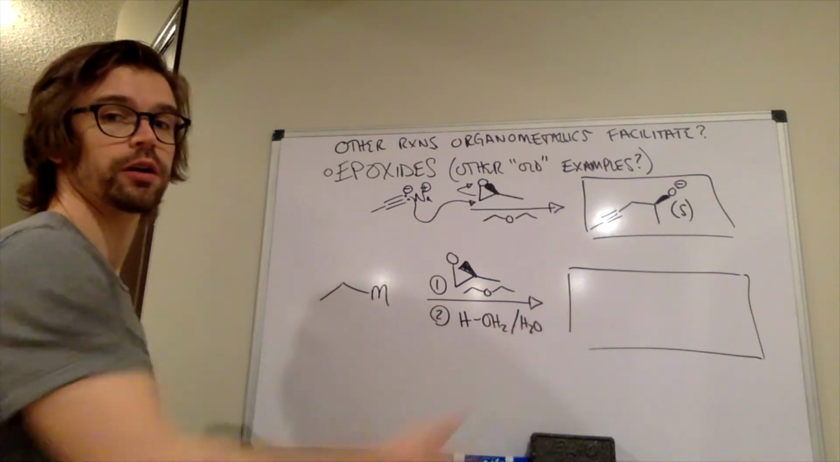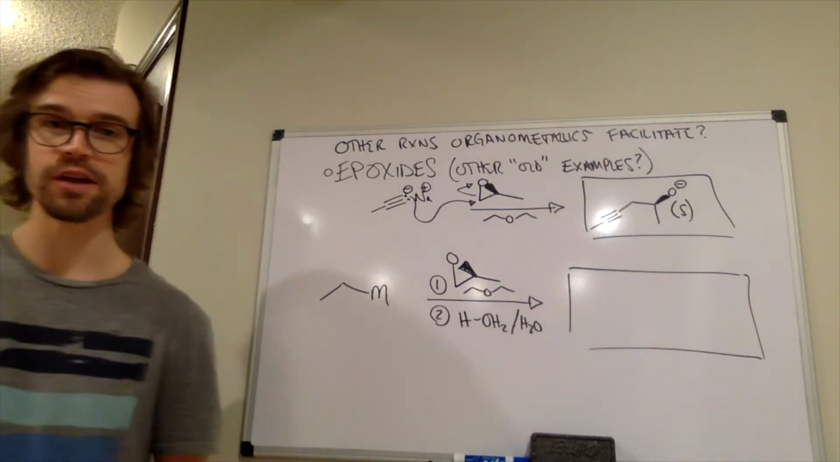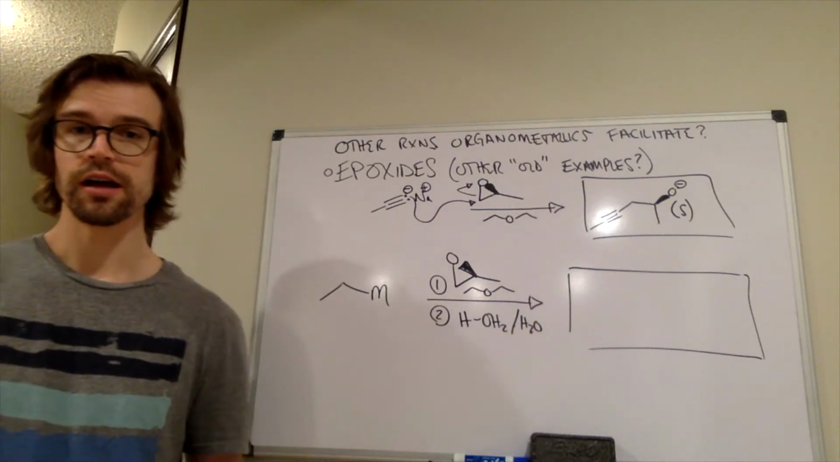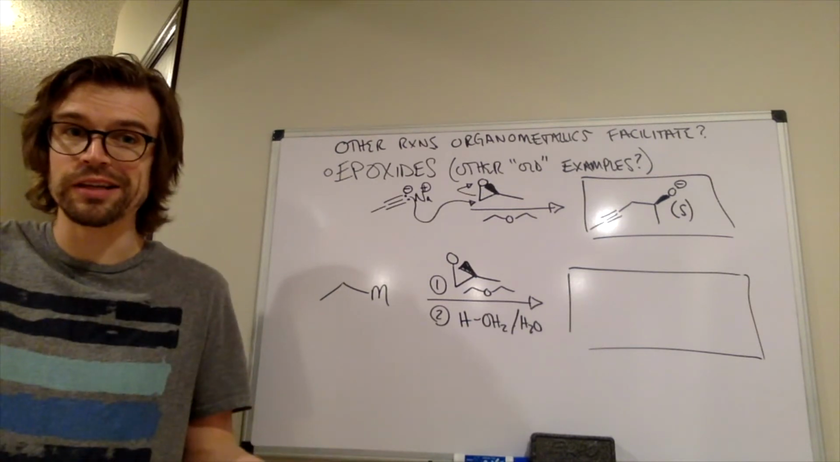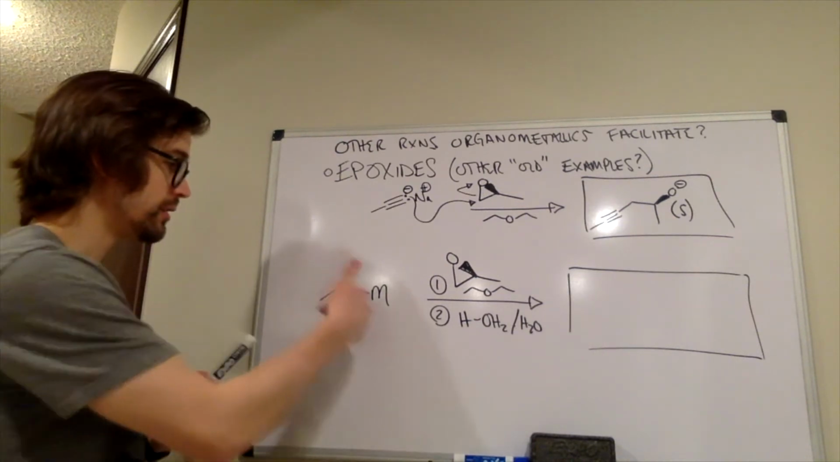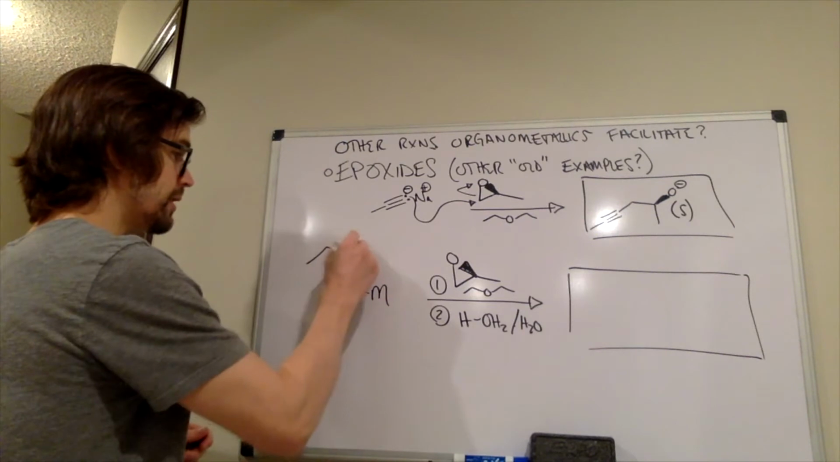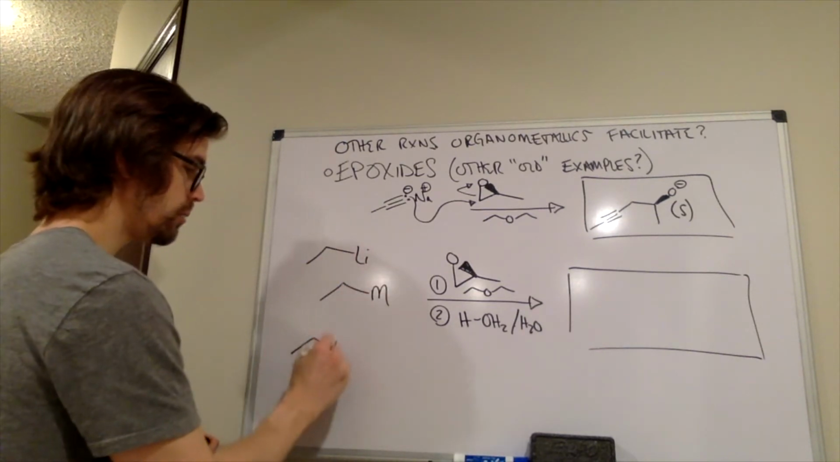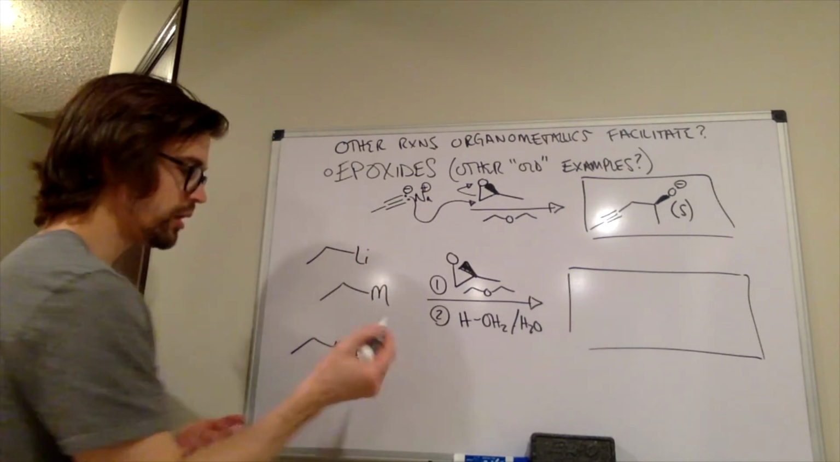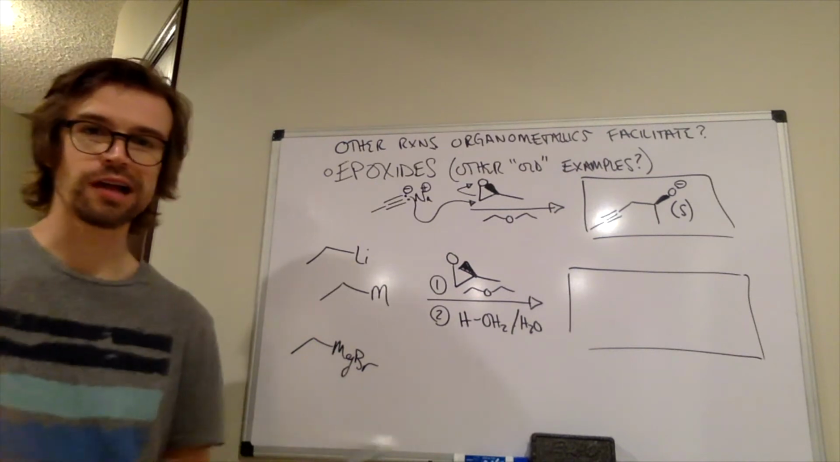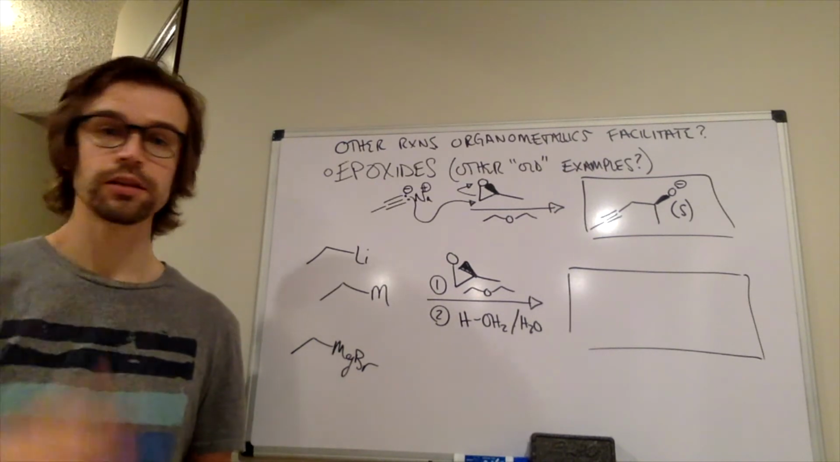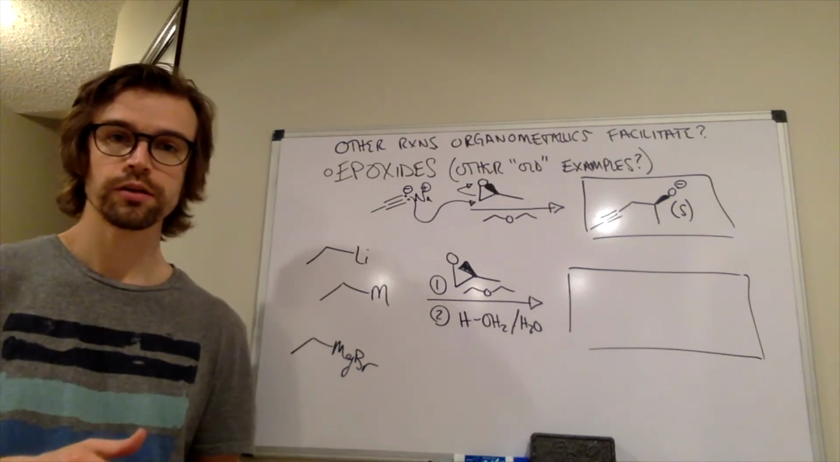What about the second one? Go ahead and pause the video and predict the product here. What would you expect an organometallic to do? This, I just have an M there. What I mean is that it could be an organolithiate. It could be a Grignard, right? M kind of stands for either of those metals. So predict the product.